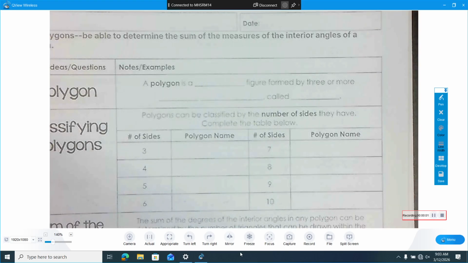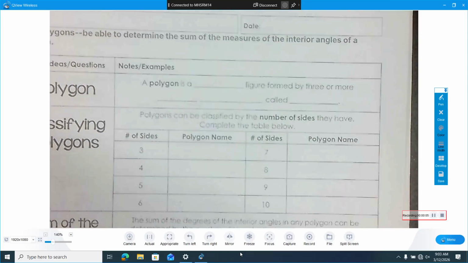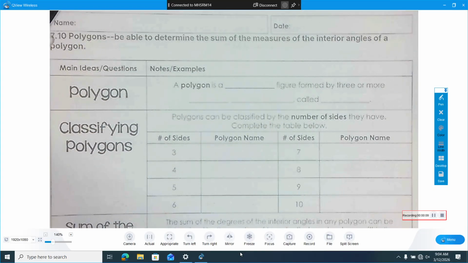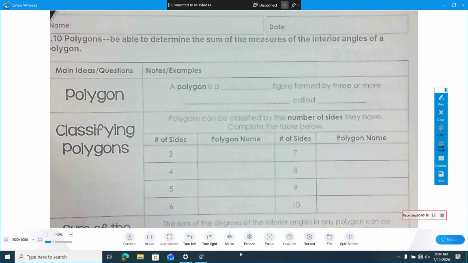Today we were talking about quadrilaterals. So we've been talking about triangles, and we talked about quadrilaterals. And today we are talking briefly about polygons. We want to be able to determine the sum of the measures of the interior angles of any polygon.